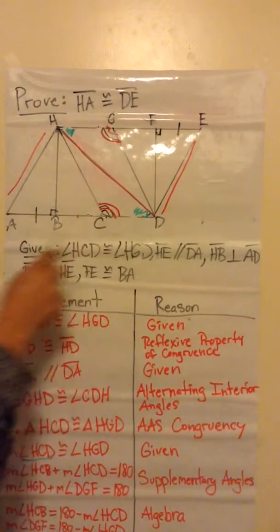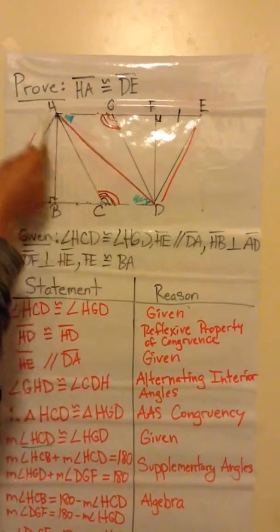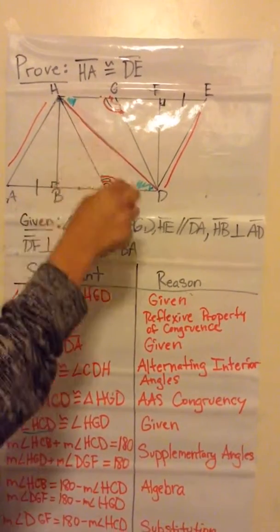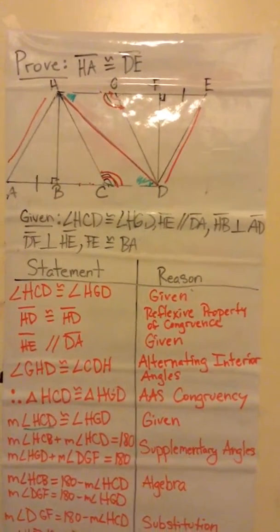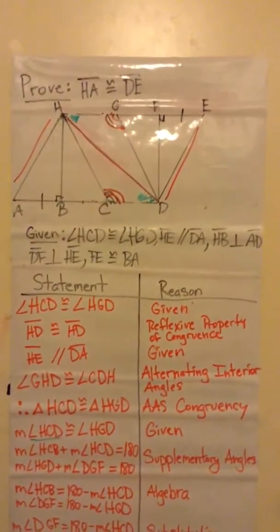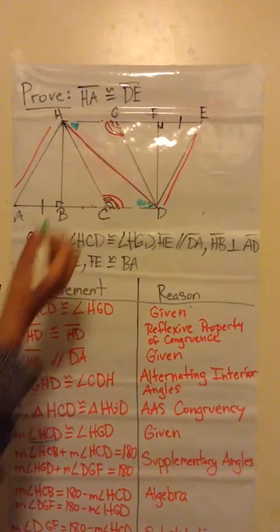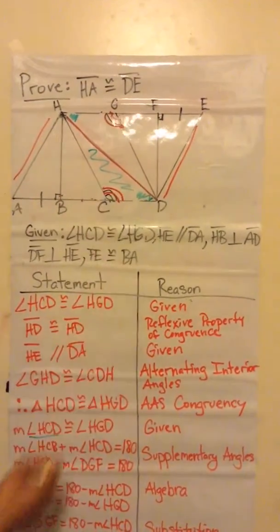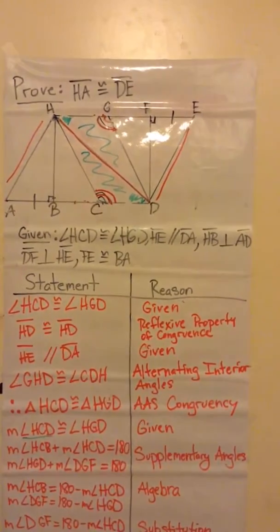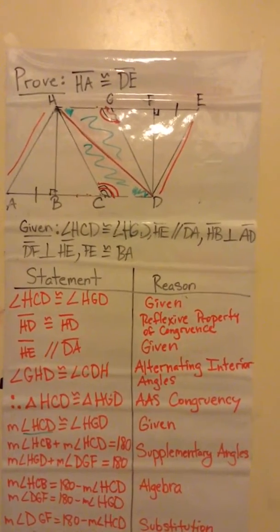because since we know that DA is parallel to EH, and this line is a transversal that cuts through both of them, we have to say that these opposite angles are congruent, and we know this because of alternating interior angles. Therefore, we have enough information to say that triangle HCD is congruent to triangle HGD because of angle-angle side congruency. Now we have enough information to prove that these two triangles are congruent.